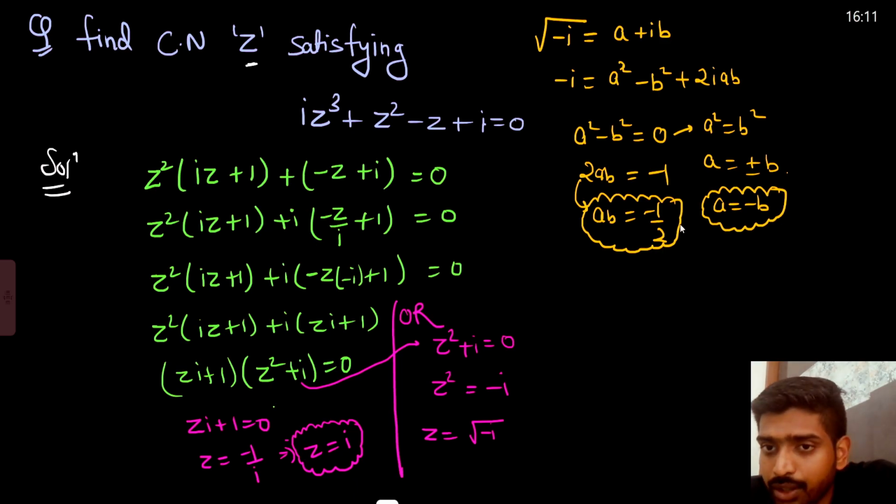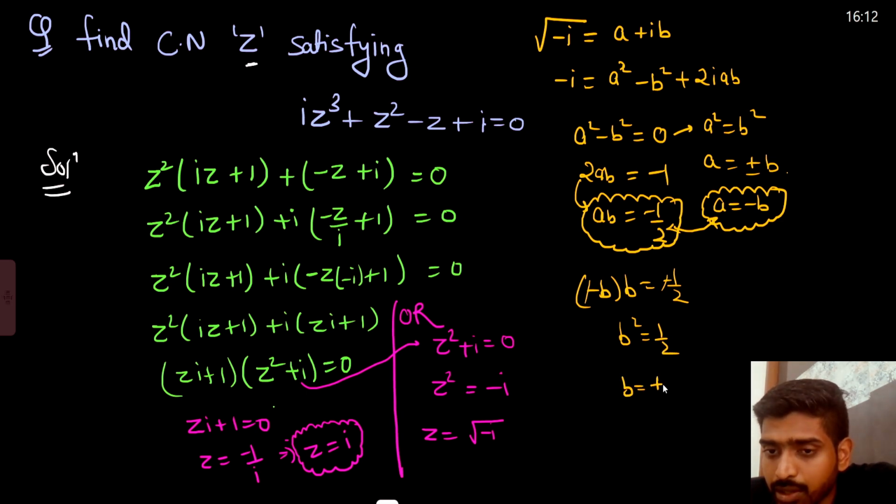Now next, we'll try to solve these two equations to get the value of a and b. We'll put the value of a from this equation into this equation. So we'll write a is nothing but minus b. So minus b multiplied by b is equal to minus 1 by 2. Minus minus got cancelled. b square is 1 by 2, or b is equal to plus or minus 1 by root 2.